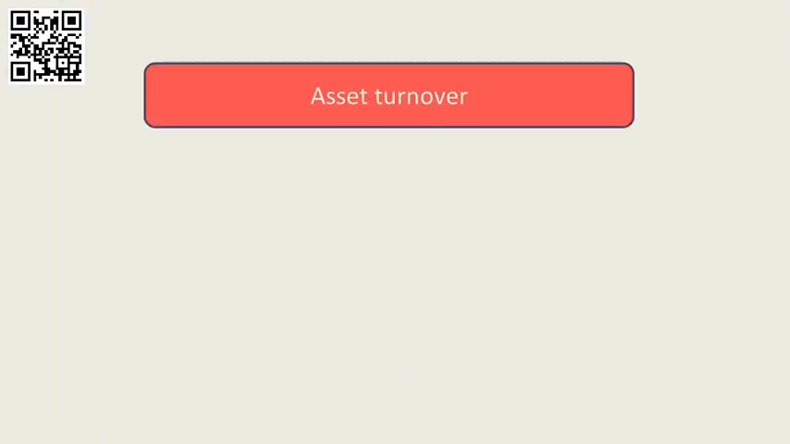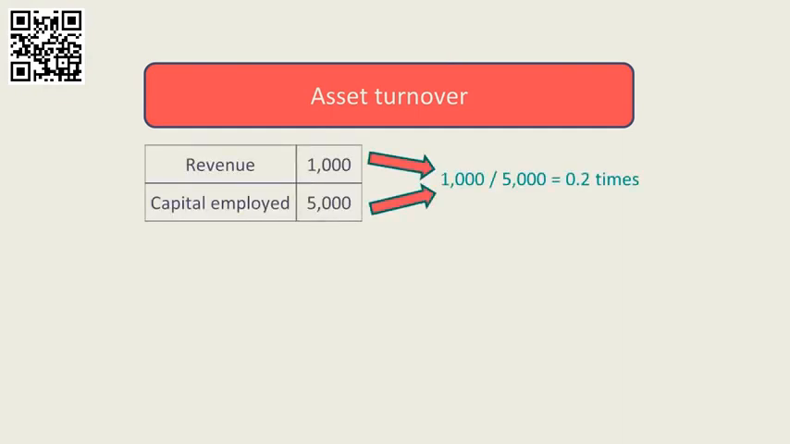The next ratio we will look at is called asset turnover. Asset turnover is a measure of how well a business is using its assets to generate sales and is calculated by revenue divided by capital employed. This measure is normally just expressed as a number. For example, if two companies had equal values of capital employed, but one company had double the sales revenue of the other company, this company is said to have a higher turnover.